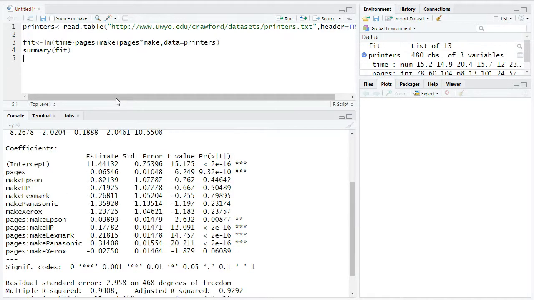But here's the part I want you to notice. We have a make Xerox. The computer used zeros and ones for Xerox or not, Panasonic, Lexmark, HP, Epson. Who's missing? Canon is missing because it's become the baseline. Essentially, Canon is not all the others. So in the next video, we're going to walk through slowly how you find out where each of these numbers goes and how each number fits for each of these different printers.